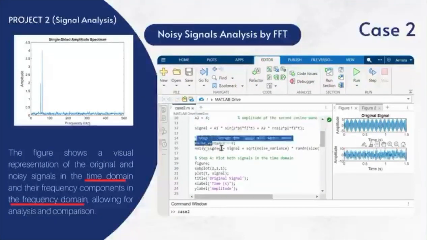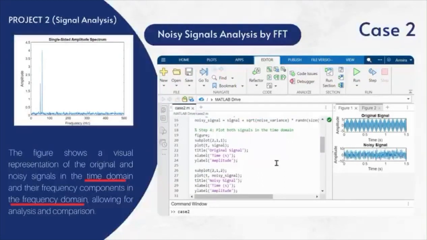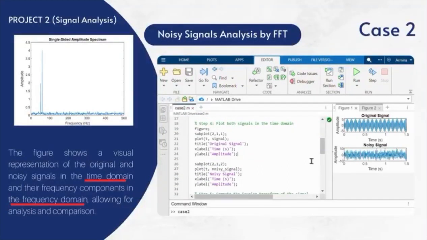Step 3, corrupt the signal with white noise. The original signal formed by the two different frequencies introduced earlier is corrupted with white noise. White noise with a defined variance is added to the original signal. Then step 4, we plot both signals in the time domain. The visual representation of the original and noisy signals in the time domain can be seen in figure 1.